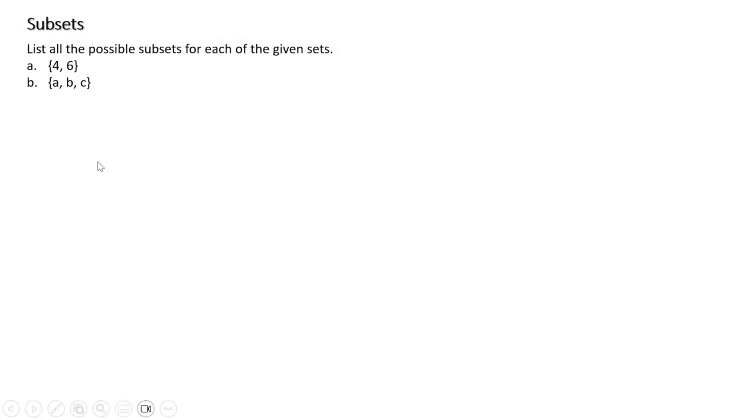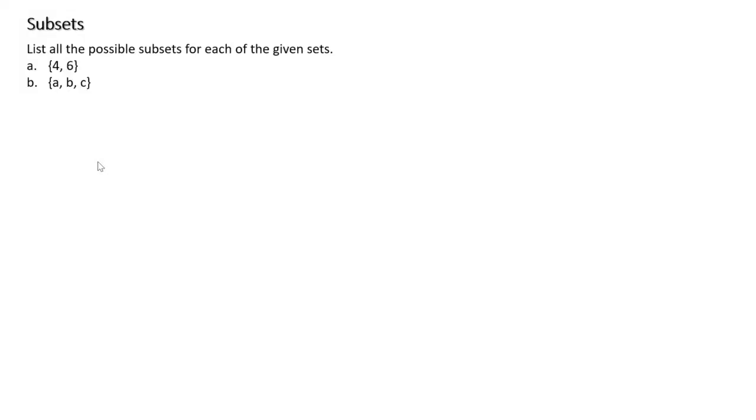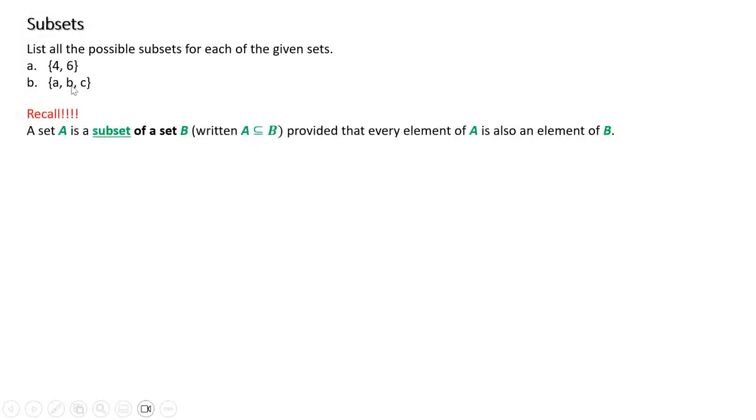Okay, now here, guys, we have to list all the possible subsets of given sets. Recall, a set A is a subset of set B, and this is how you write it, provided that every element of A is an element of B.